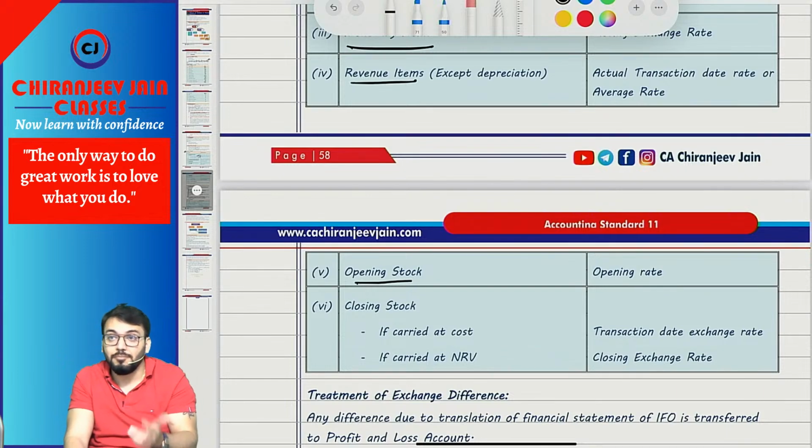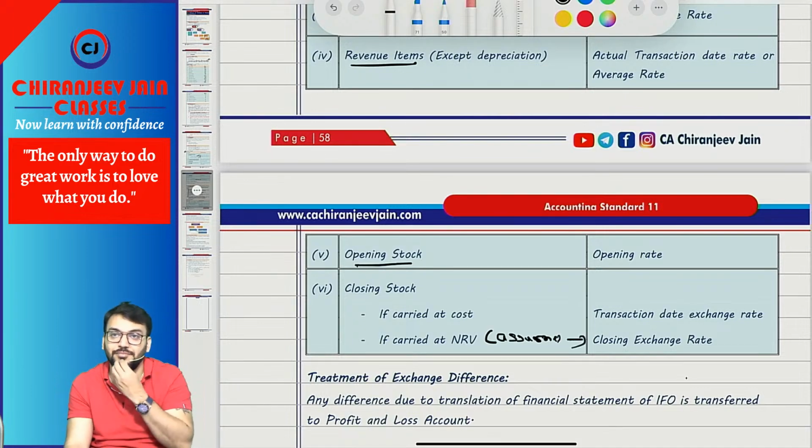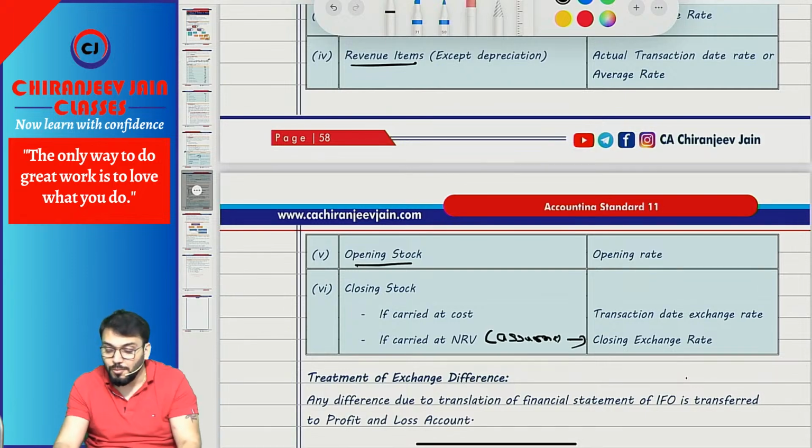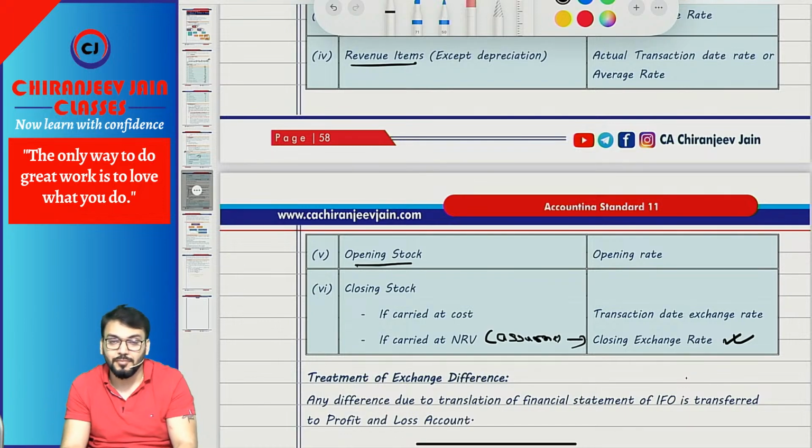transaction date exchange rate. But if they are carried at NRV, then closing exchange rate. So in this, what will we always assume? From the exam point of view, we'll assume it is the closing exchange rate. This is the assumption we have taken, and we always assume this only if the question is silent. Normally in the branch chapter we use the words closing exchange rate. So we have taken one assumption that closing stock is valued at NRV. Any difference due to such translation, means any exchange difference, will be transferred to the PL account.